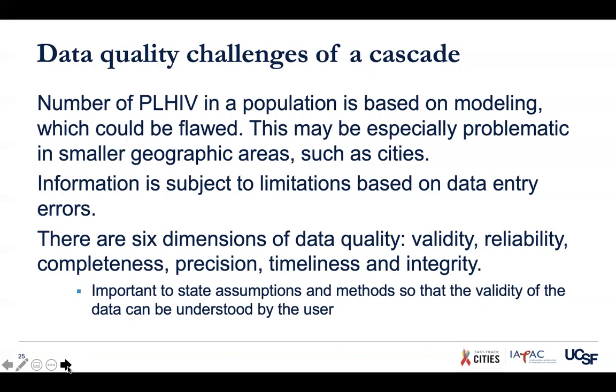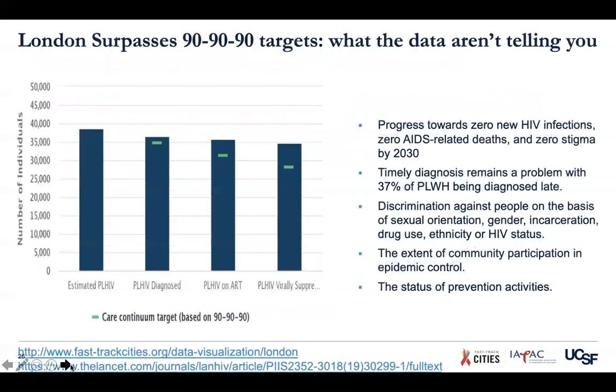Now, if we think about the quality of data, there are 6 dimensions of data quality, which are validity, reliability, completeness. That's a big thing, right? Are the data complete? Precision, timeliness, and integrity. And it's important to state assumptions and methods so that the validity of the data can be really understood by whoever a reader or user is of these data.